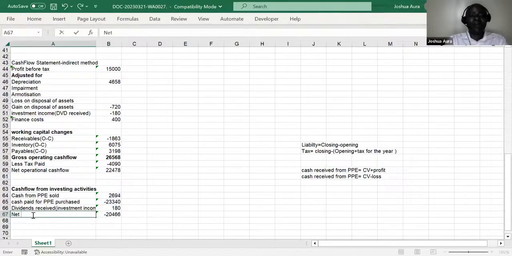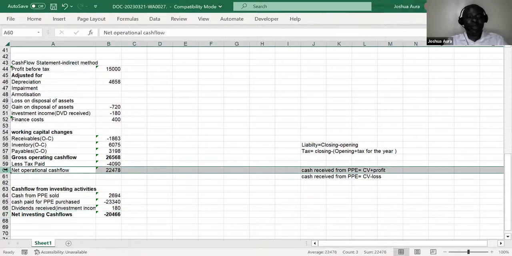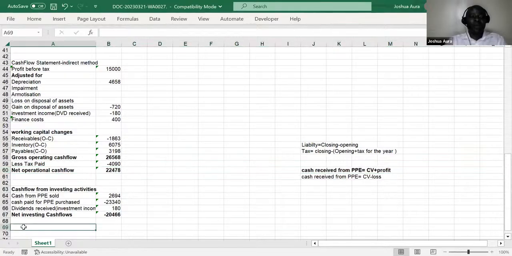Net investing cash flows. So the last item before we call it a day, control bold, very important for me. Net operational cash flows, these ones, I have to bolden them like that. So now we can go to the last one where we talk of financing.